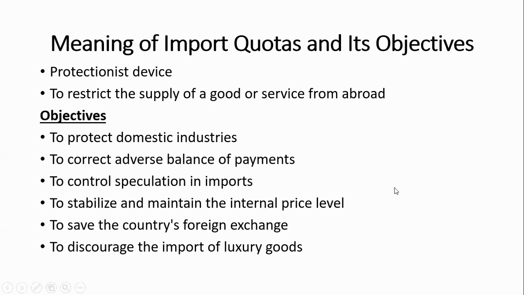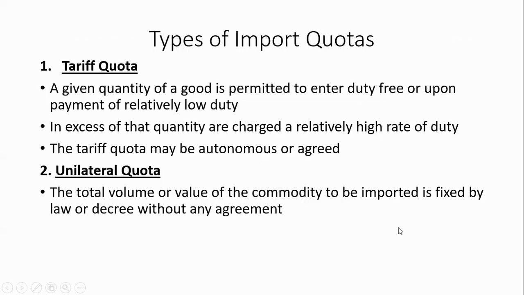Now let us see the types of import quotas. There are 5 types of import quotas. The first one is the tariff quota. Under this quota system, a given quantity of a commodity is permitted to enter duty-free or at a relatively lower duty. A commodity is allowed to be imported up to a given quantity. In excess of that quantity, they are charged a relatively high rate of duty.